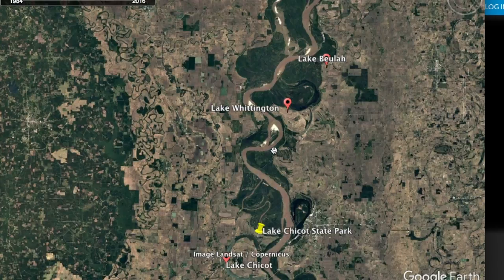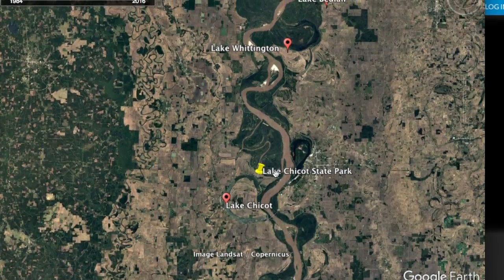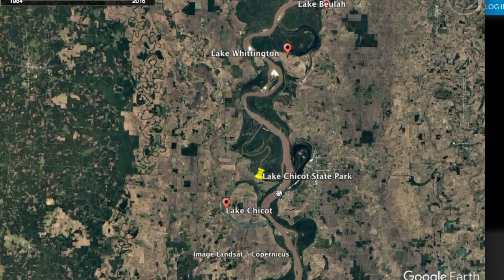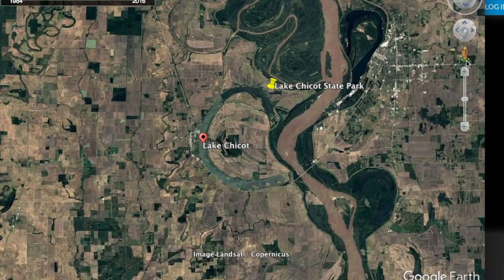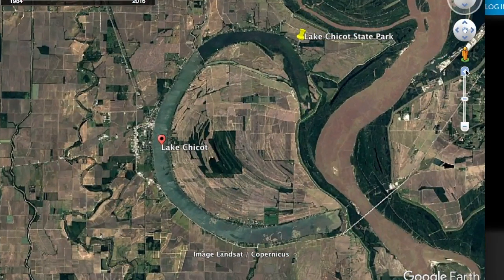And you can see meanders, but what I want to focus on, something really cool, this lake right here, this is called Lake Chico, and this is a really good example of something called an oxbow lake. And basically what an oxbow lake is, it literally used to be part of the main river, and it has been cut off from the main river, and now it's just this weird shaped lake, and they call it an oxbow lake.